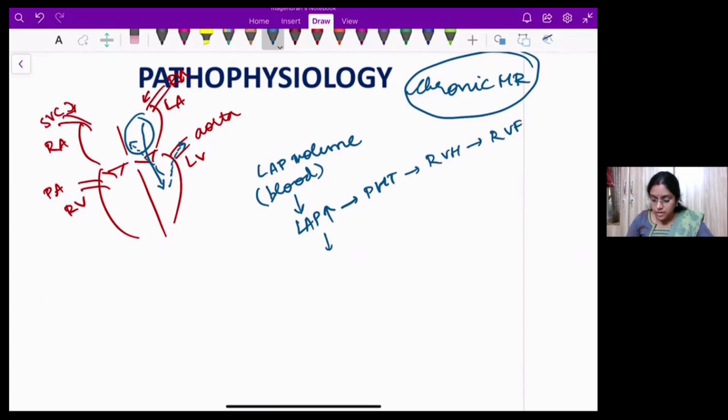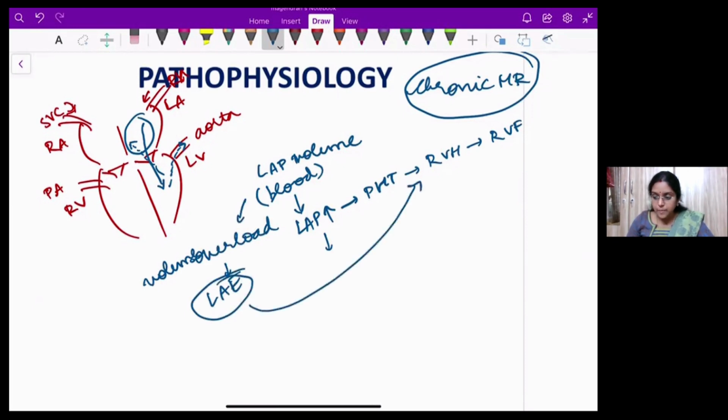So now what happens? When this left atrium is having so much of blood, there will be a volume overload. In that case, what happens? Left atrial enlargement will occur, and all these things will happen.